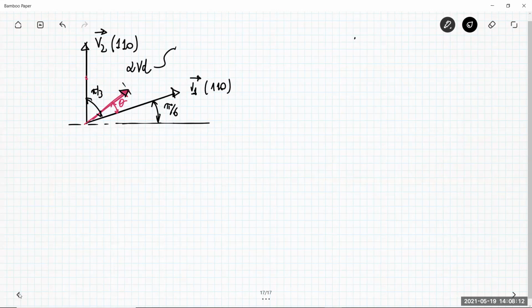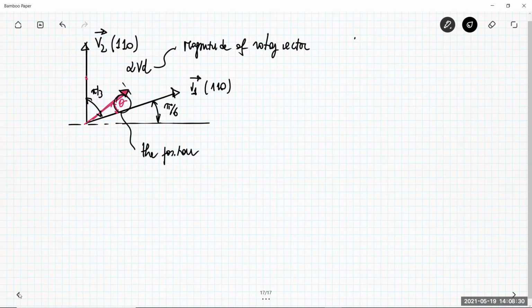So this is the magnitude of the rotating vector, while theta is the position with respect to V1. Alpha is a coefficient not yet specified, it is a number.